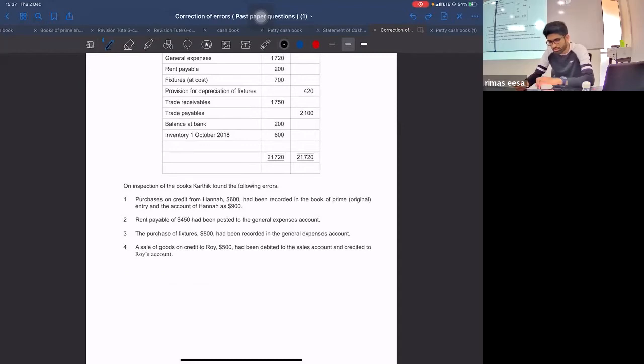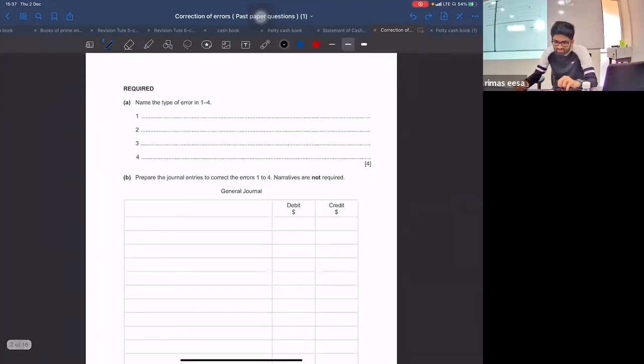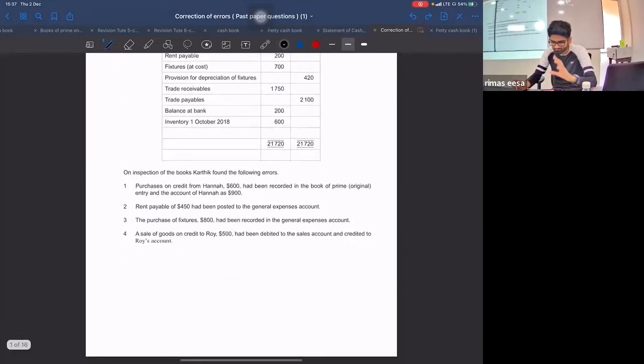Look at the first requirement: name the type of error in 1 to 4. Shall we look at the first one a little? Purchases on credit from HANA 600 had been recorded in the book of prime entry and in the account of HANA as 900. Use your brains a bit. The correct amount is 600, but you have gone and entered 900. What is the name of the error? If the amount is wrong, what should be the name of the error?